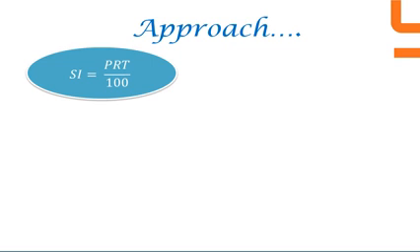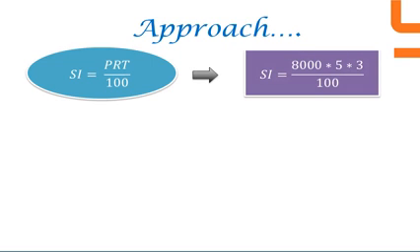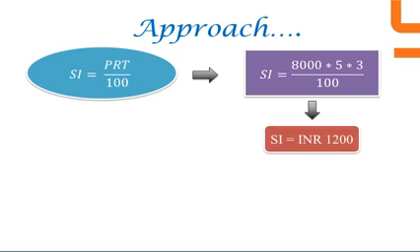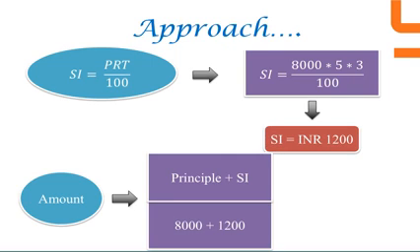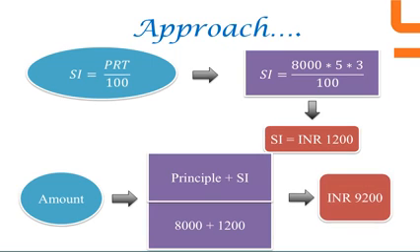Simple interest equal to 8,000 into 5 into 3 divided by 100 equal to 1,200 Indian rupees. Then what is the amount? Amount equal to principal plus simple interest, that is 8,000 plus 1,200, which is equal to 9,200 Indian rupees. One part of the question is over.